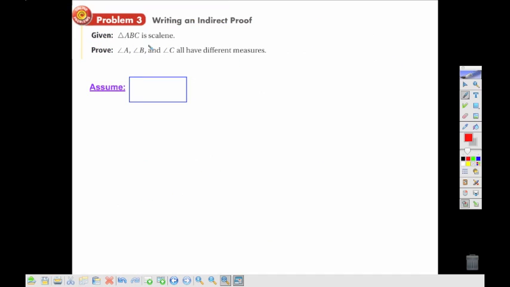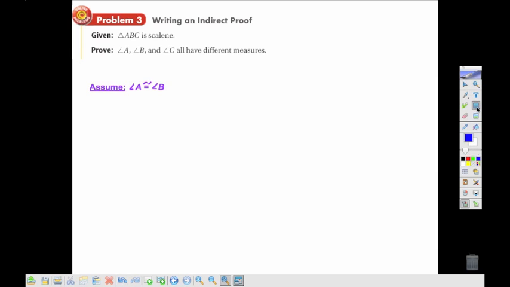Okay, here's another example. We're given that we have a scalene triangle, and we want to prove that the three angles all have different measures. So the opposite of this could be that all of them have the same measure, or just that two of them have the same measure. Now since we're just looking for a contradiction, I'm only going to look at the contradiction of just having one set of them being congruent.